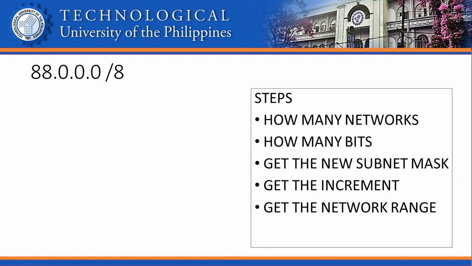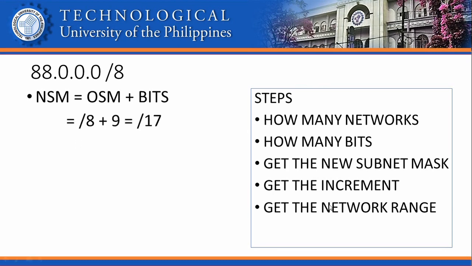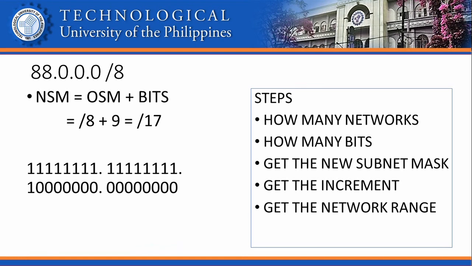Okay. So, for our third step is to get the new subnet mask. No? Ito yung formula natin. No? Subnet mask is equal to original subnet mask plus bits. No? The original subnet mask natin is /8 plus ilang bits? 9. So, 8 plus 9 is equals to /17. Yes, galing sa math. Okay? So, convert na natin siya sa long format. From CIDR format to long format.